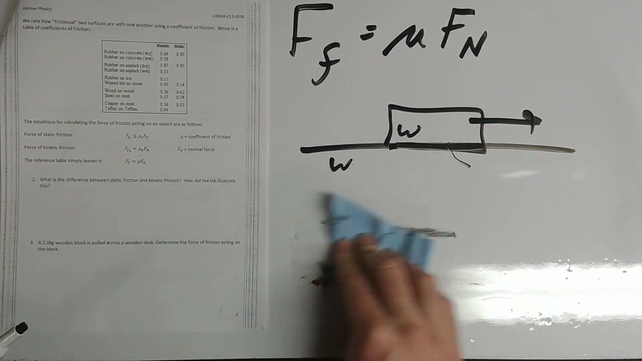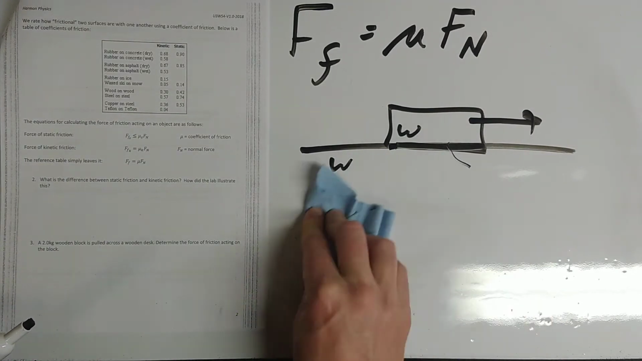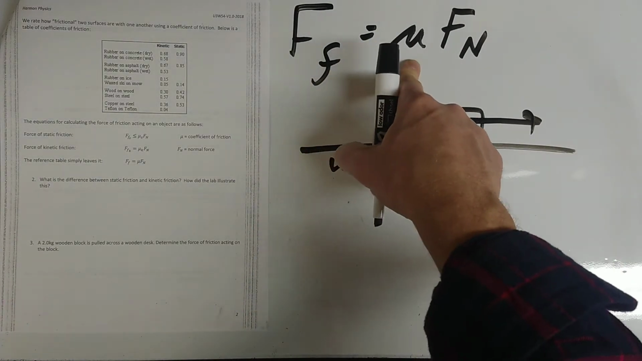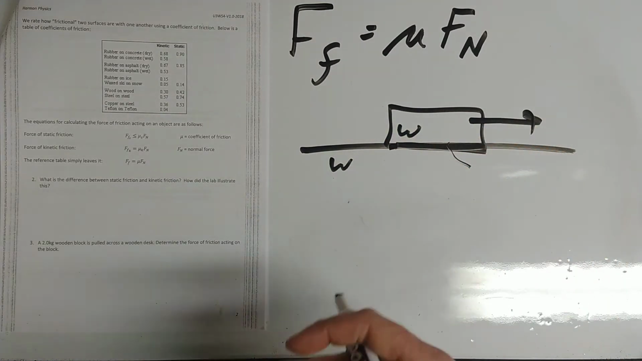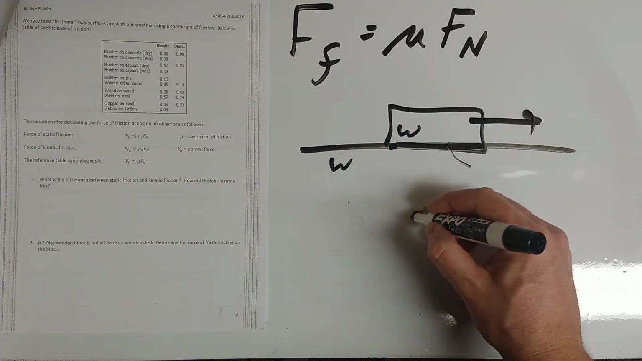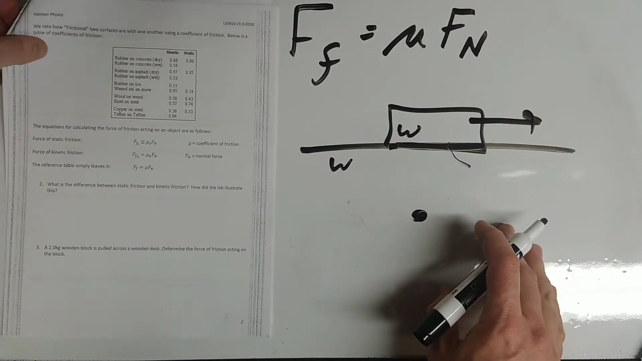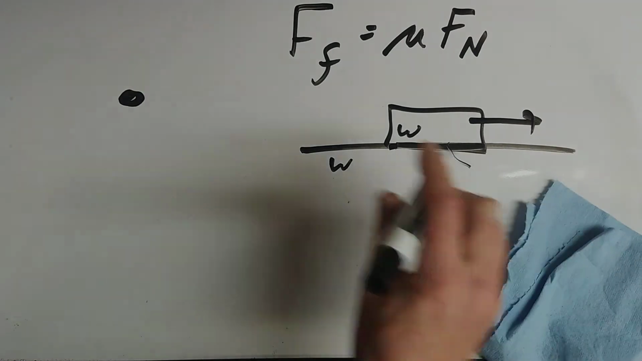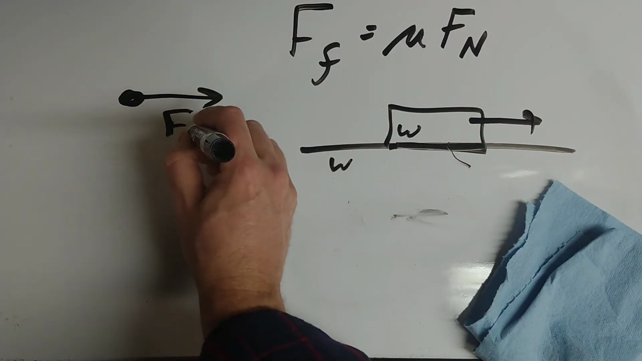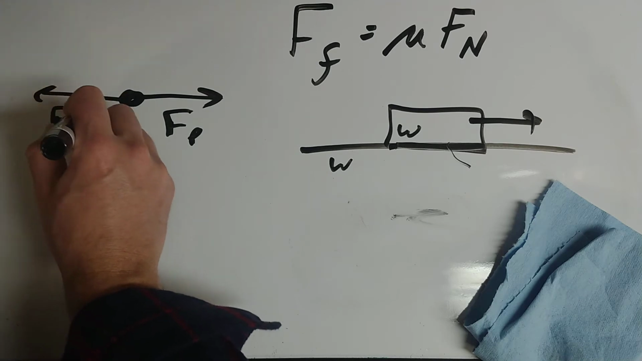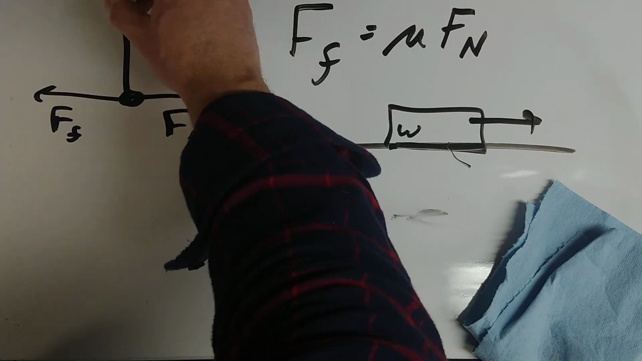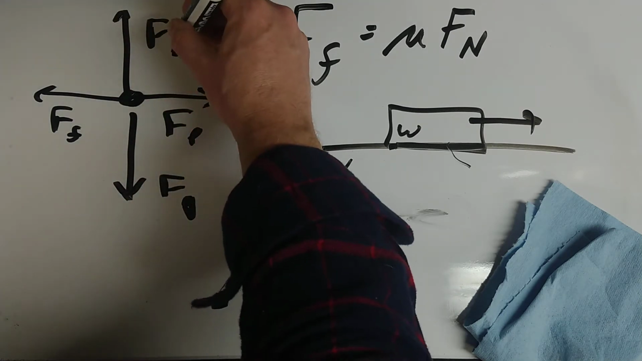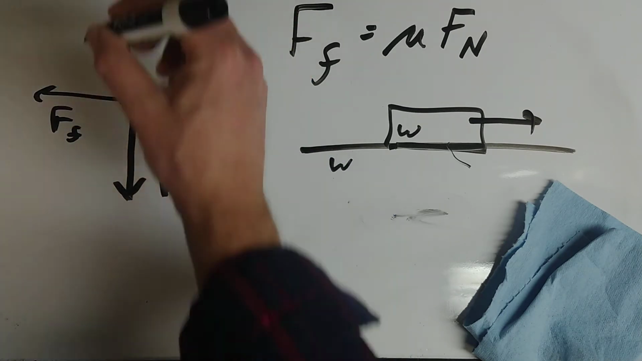But anyway, 2 kilogram block pulled across a wooden desk. Determine the force of friction acting on the block. All right. So force of friction equals mu times the normal force. Now there's actually two problems wrapped into this one, right? Because if we make a force diagram for this wooden block, we have the pulling force, the force of friction, the normal force, and the gravitational force, Fg. Right? So those are our 4 forces here.